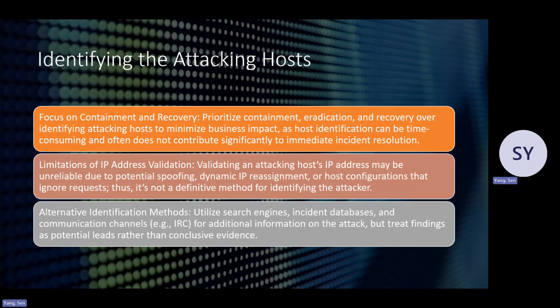Now, going into the details of identifying the attacking host, we need to be aware of the limitations of IP address validation. Validating an attacking host's IP may be unreliable due to potential spoofing, dynamic IP reassignment, or host configurations. As for alternative identification methods, there are other ways, like utilizing search engines, incident databases, and communication channels for additional information on the attack.